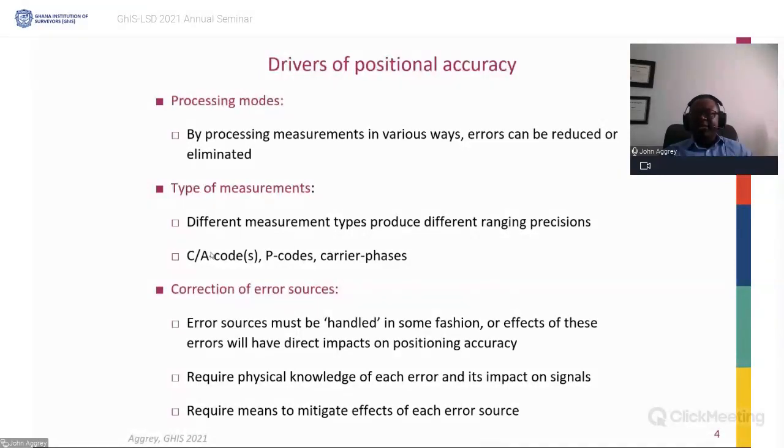So having that kind of physical knowledge plays a major role in terms of the kind of position that you end up with. And I guess it leads on to the third point, whereby after you know what kind of physical errors you are dealing with, you should also know how to mitigate them. So you are either eliminating the errors, or you are trying to estimate the errors and then remove those error sources. So all of these play a major role in the way that we actually determine the position of a point.